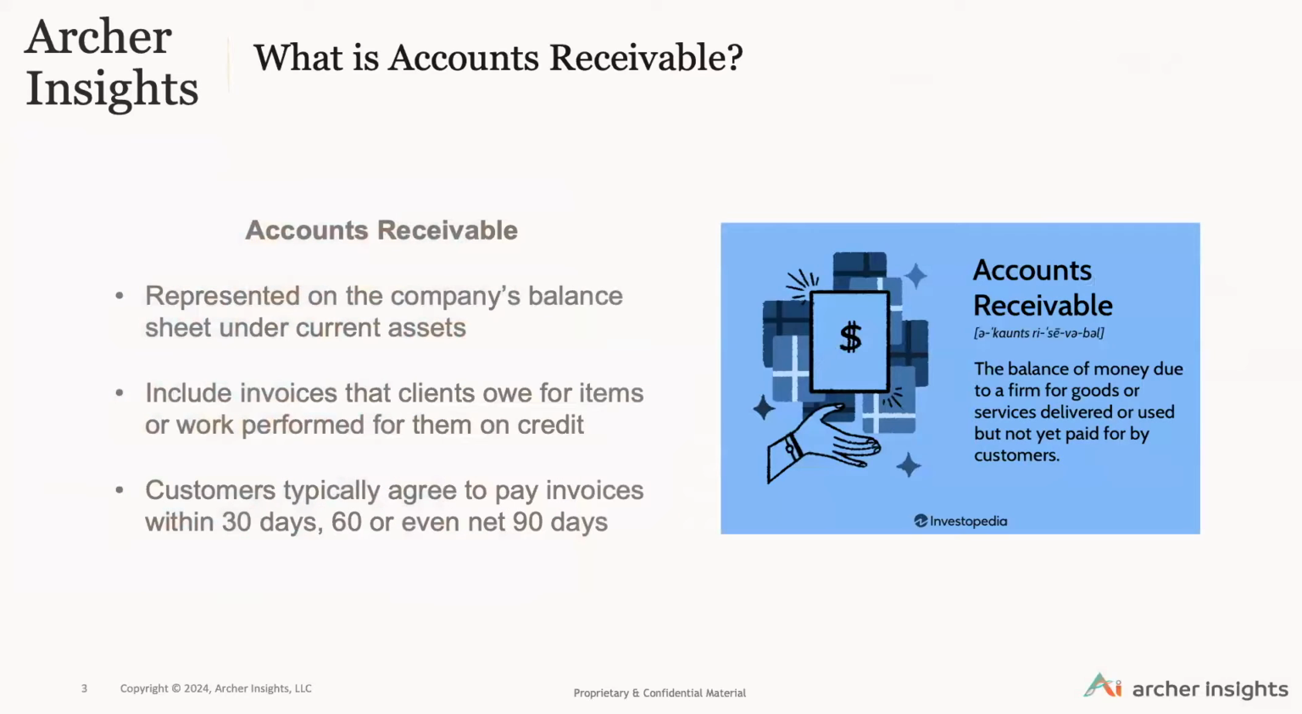Accounts receivable refers to the balance of money due to a company for goods or services delivered or used but not yet paid for by customers. Accounts receivable is represented on the company's balance sheet under current assets and includes invoices that are owed for items or work performed on credit. Customers typically agree to pay invoices within 30 days, 60, or even net 90 days.